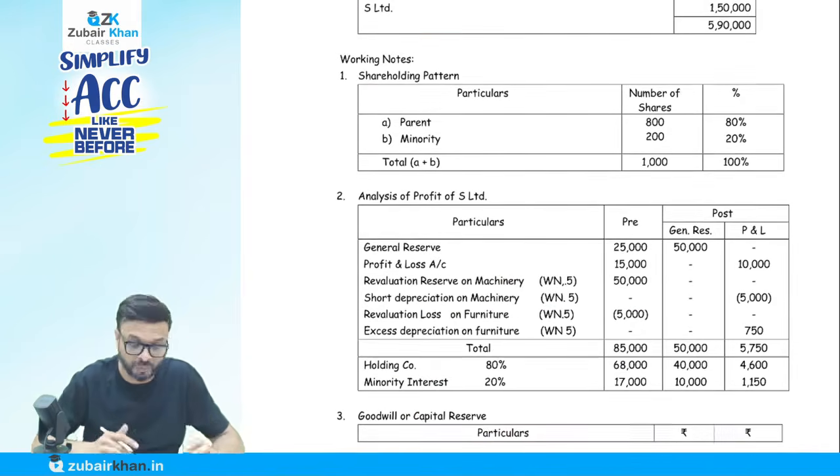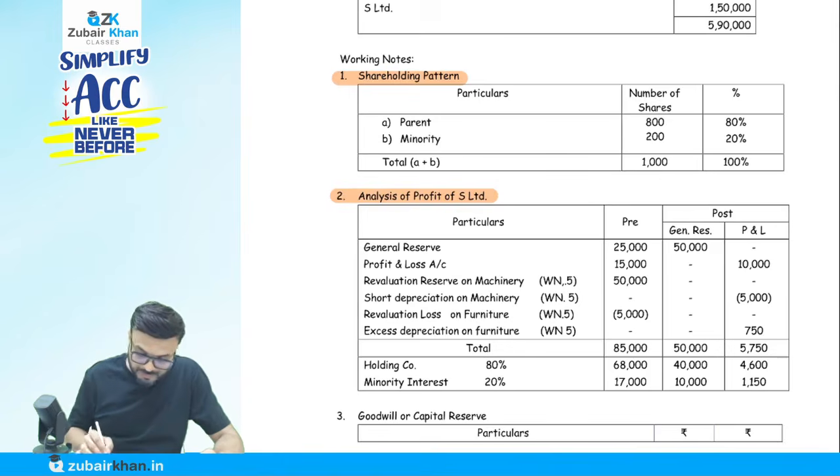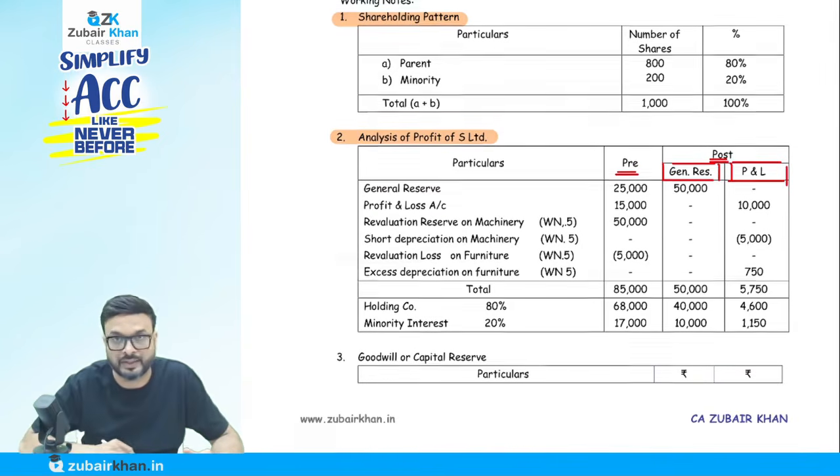Now how many working notes? 4. First is shareholding pattern. Second is analysis of profit of subsidiary company. I will discuss with you pre and post, but in post, the 2 columns are there: general reserve and profit and loss account. I will discuss with you why 2 columns. Don't worry for that.